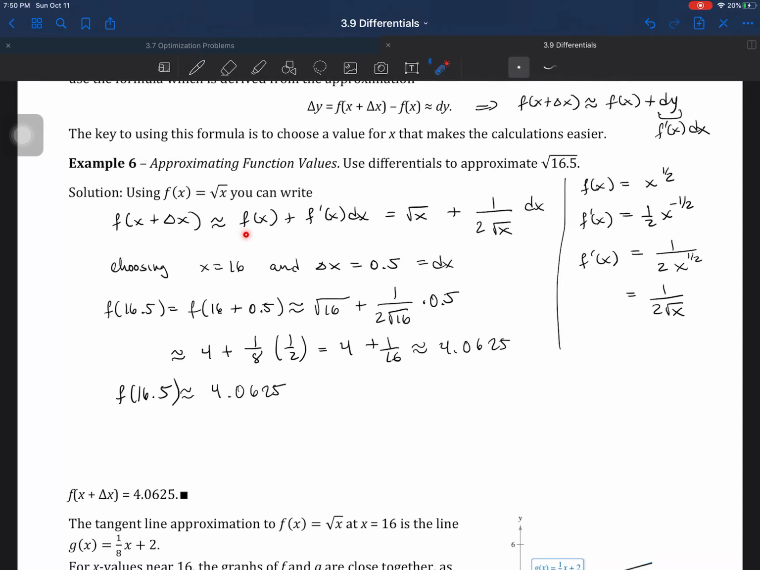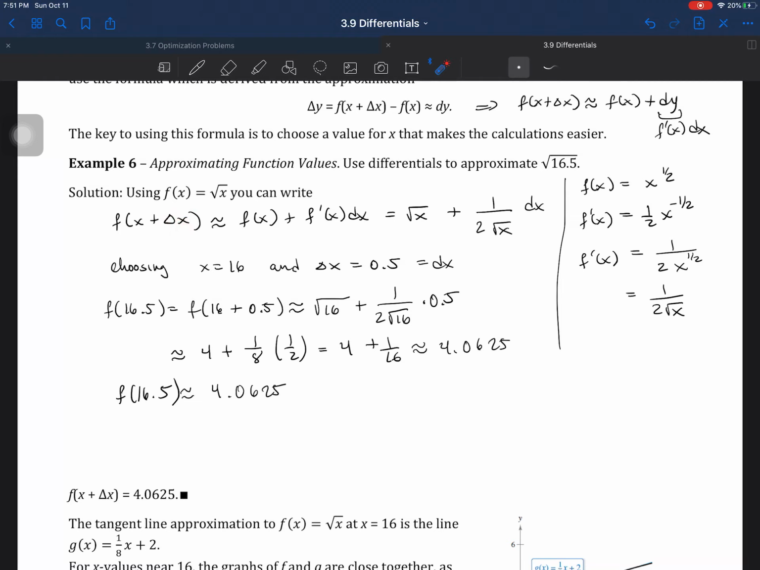All right, so we're going to write f of x. f prime of x is just the derivative of this, which is right here. And then multiply by dx. All right, so we have everything. Now what we need to do is choose our x value and our delta x appropriately.